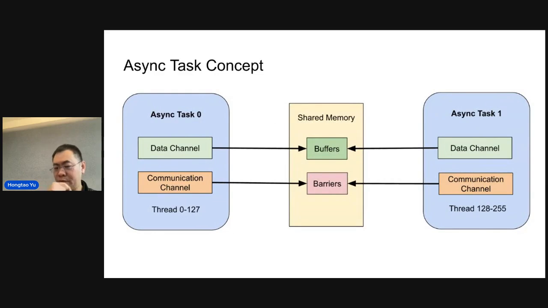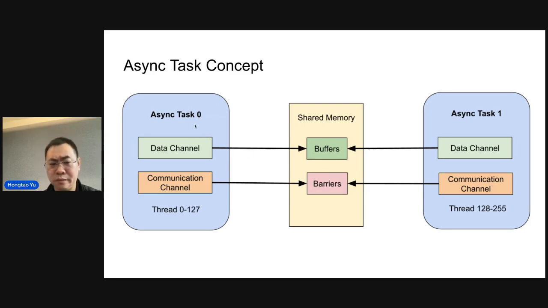So our implementation is mostly based on an async task concept. We are abstracting a specialized warp to be a kind of task, and the task can run in parallel simultaneously with other tasks that are doing a different job, so they do not compete for the underlying hardware resources. And tasks communicate with each other through barriers in shared memory. They also share data through buffers in shared memory too.